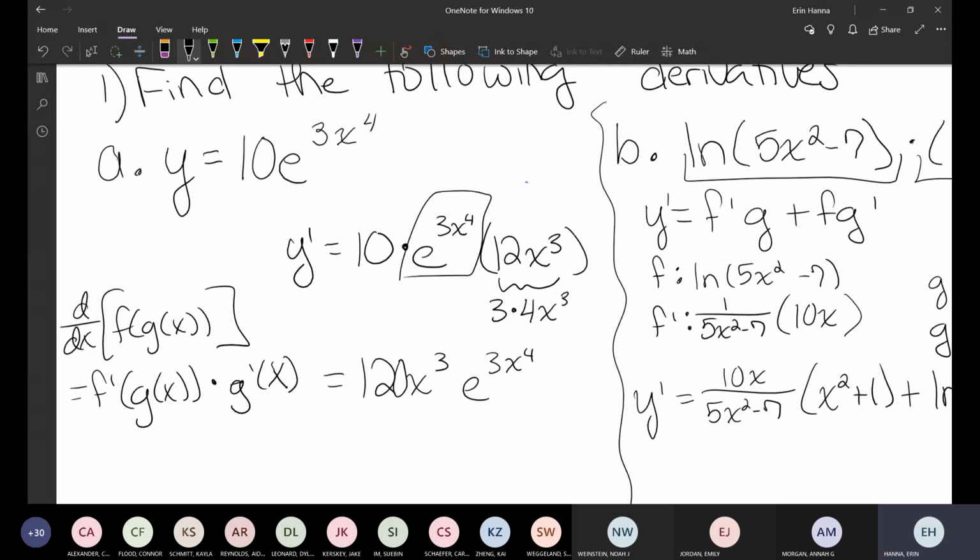So the 3 essentially comes along for the ride, and when I do a power rule on the x to the 4th, bring the power down, subtract 1 from the power, and then I multiply the 3 and the 4 together to get the 12. And then if you want to, you can take an extra step. I did an extra step of taking this 10x and this 12x cubed and multiplying them together to get the 120.